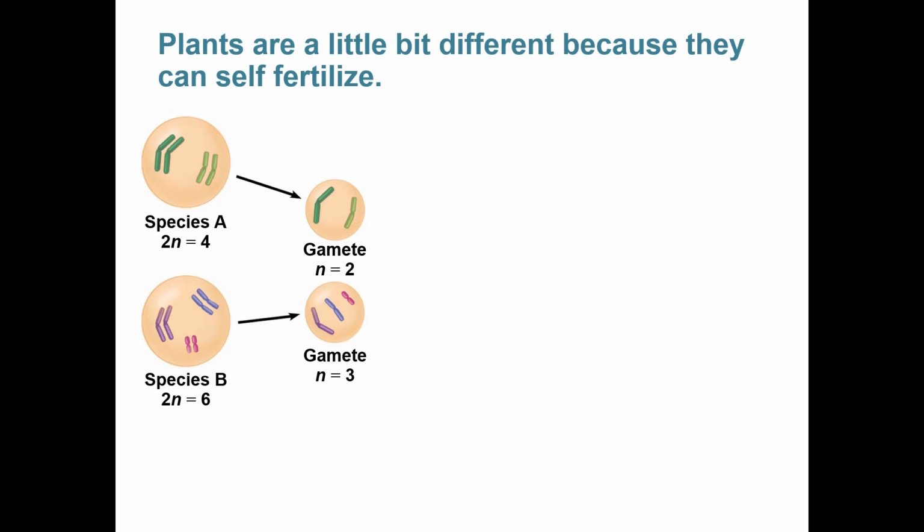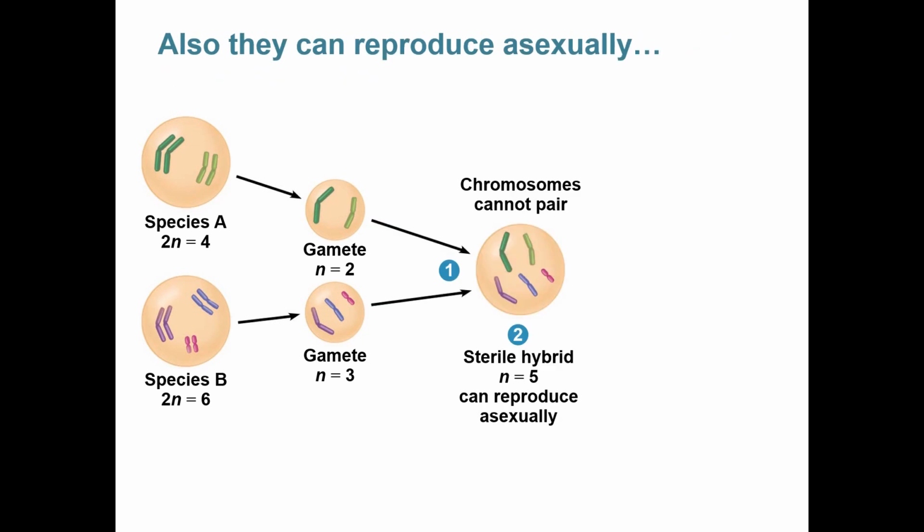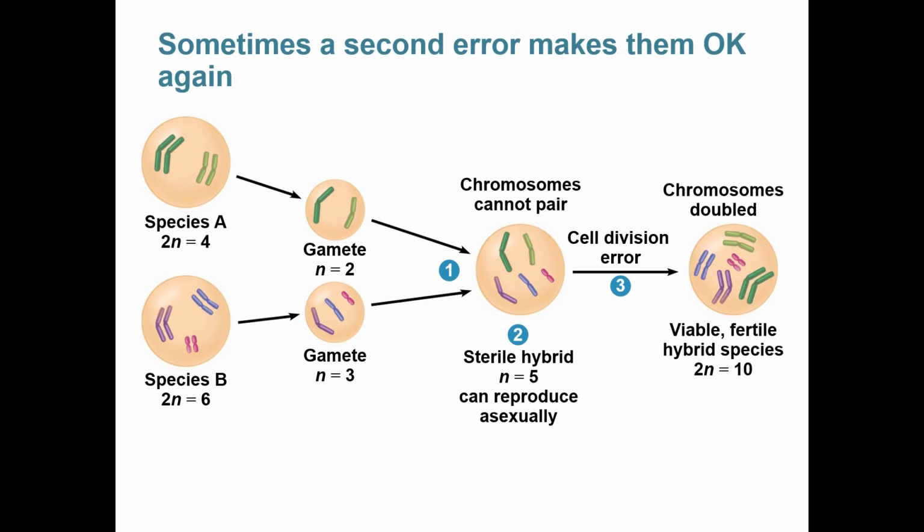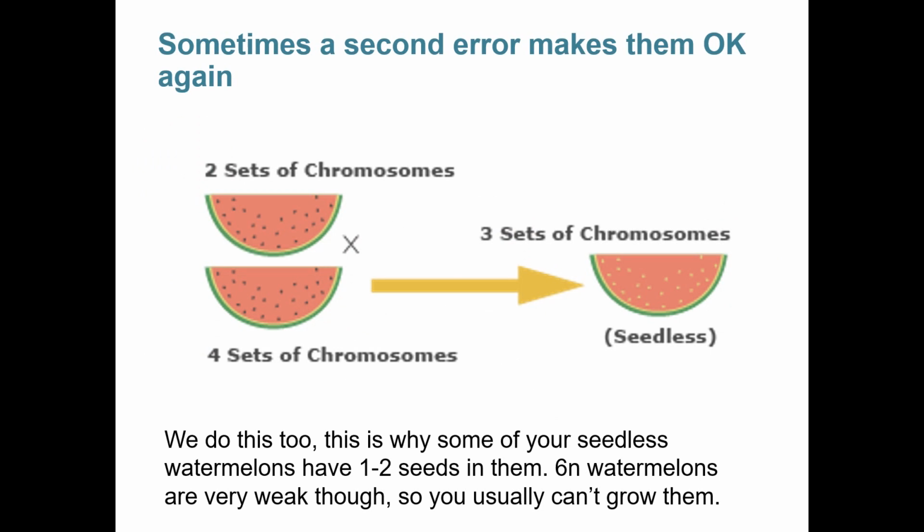For example here, species A is diploid 2n equals 4, and species B is diploid 2n equals 6. When these two hybridize, they create an individual that is n equals 5. This is a problem because chromosomes cannot pair, but it's okay because plants can replicate asexually. However, if there's an error in cell division that now makes this individual diploid again, this can create a fertile hybrid species. This is actually where things like seedless watermelons come from.